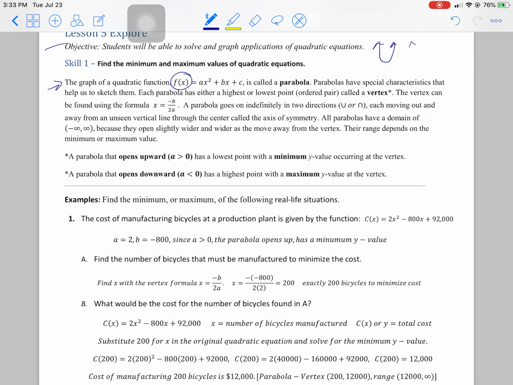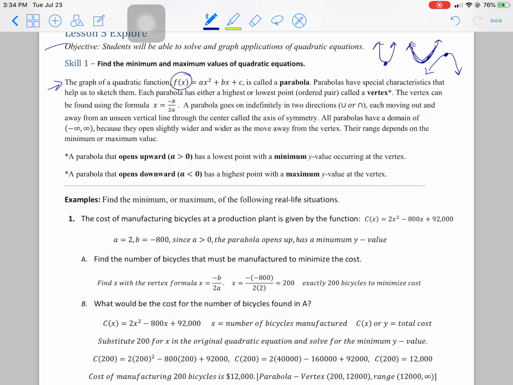To exaggerate a little, it's not a perfect U. It kind of goes like this, and it's a soft bottom. It can also look like that. Okay. The highest or lowest point is called the vertex. The vertex can be found using the formula -b/2a. Remember, that's the front of the quadratic formula. That's where that's from, so that's easy to remember.